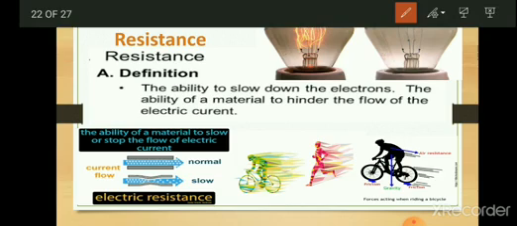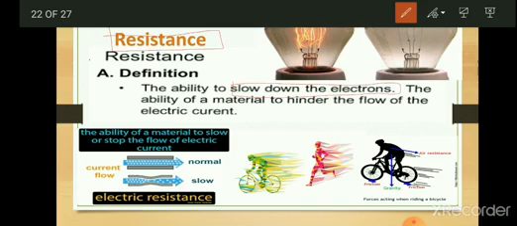This resistance is exactly opposite to what the electric current is. Resistance means the ability to slow down the electrons, meaning the flow of electrons will be slowed down. That ability is called resistance.